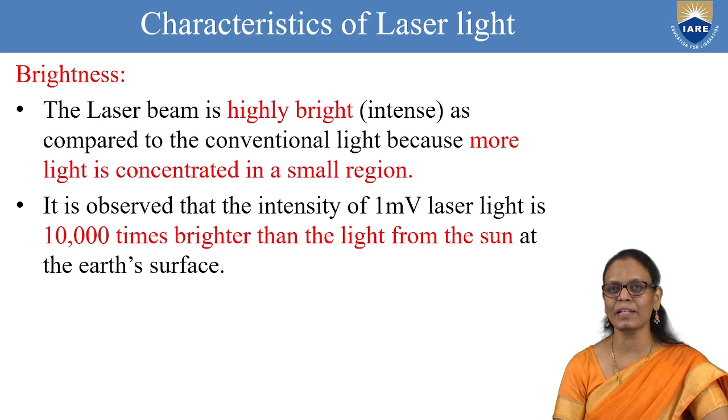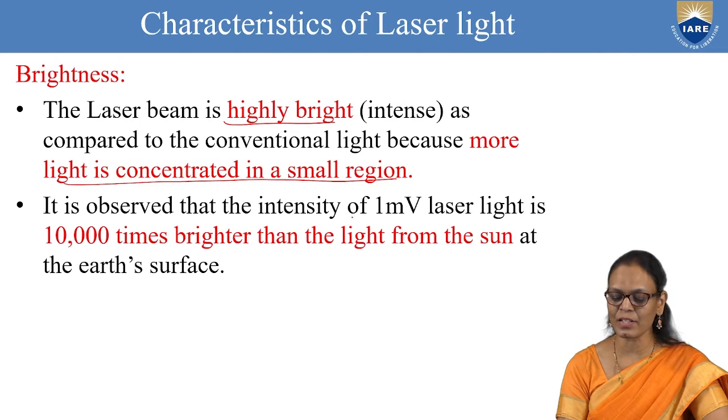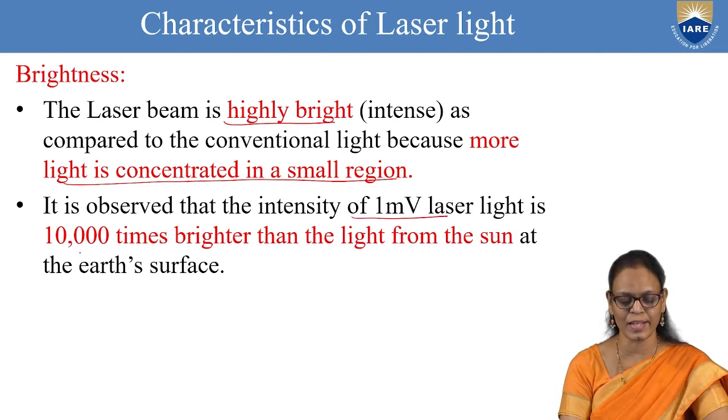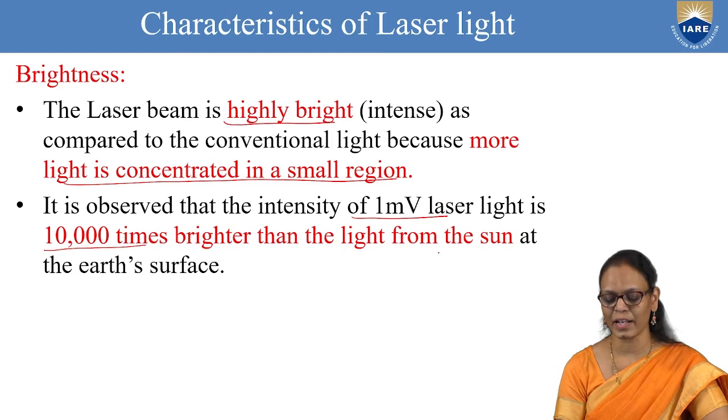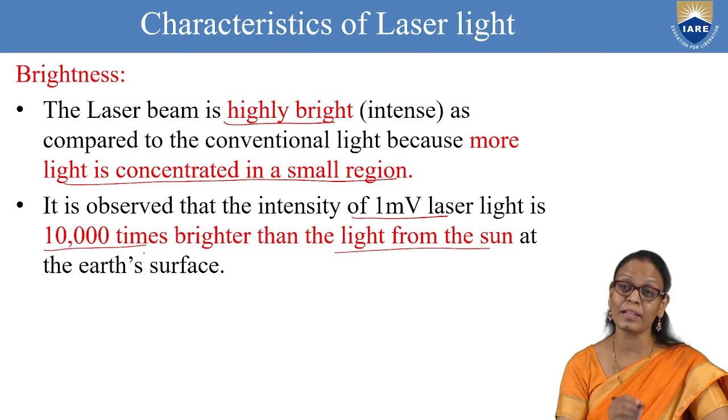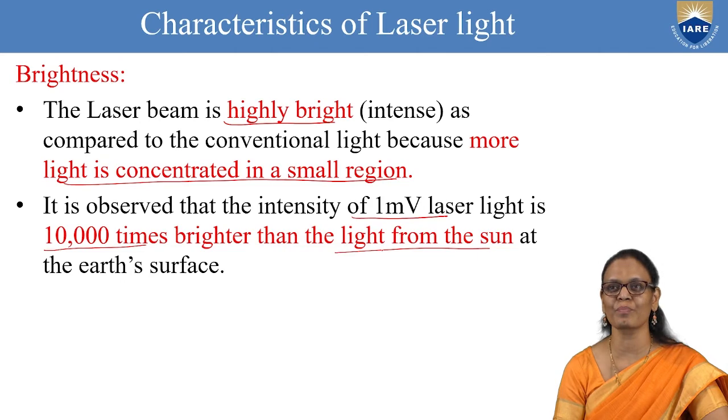Now, when it comes to brightness, it is highly bright compared to conventional light because light is concentrated in a smaller region. And the intensity of a 1 millivolt laser is 10,000 times brighter than the light from the sun. We know we cannot look at the sun directly. But a laser light of 1 millivolt, milli meaning 10 power minus 3, 0.001 volt, is 10,000 times brighter than the light from the sun.